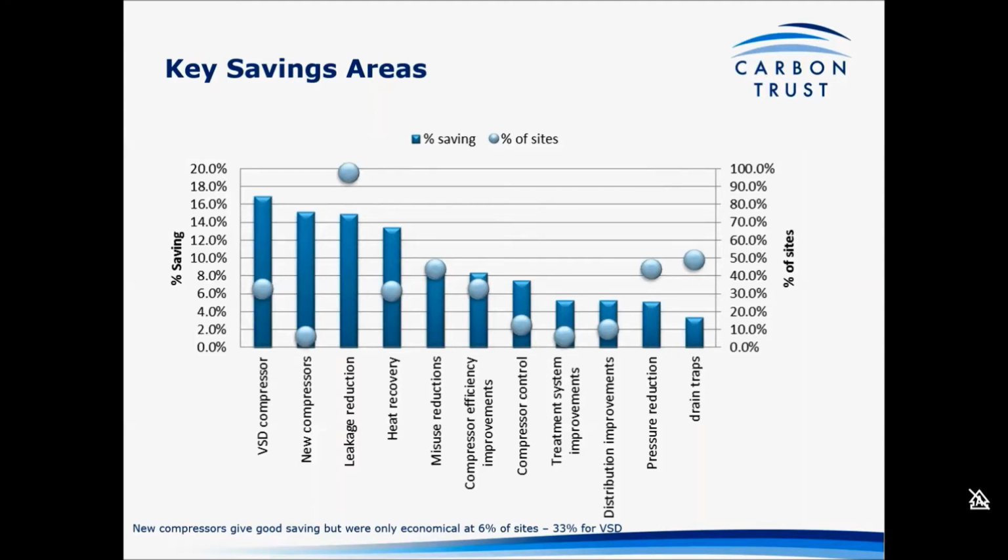Other opportunities: while there are big savings for the new compressors, they're not that common. Obviously, they can be expensive. The more realistic opportunities would be moving from a fixed speed machine to a variable speed compressor, where the compressor is able to ramp up and down in line with the demand, so that improves the generation efficiencies as well.